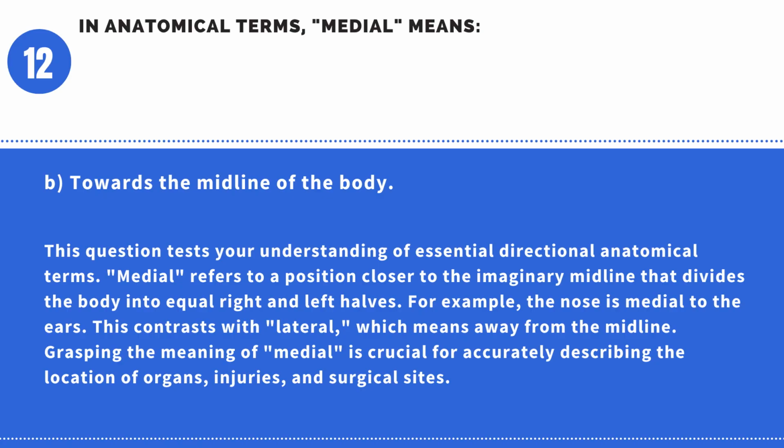Answer, B. Towards the midline of the body. This question tests your understanding of essential directional anatomical terms. Medial refers to a position closer to the imaginary midline that divides the body into equal right and left halves. For example, the nose is medial to the ears. This contrasts with lateral, which means away from the midline. Grasping the meaning of medial is crucial for accurately describing the location of organs, injuries, and surgical sites.